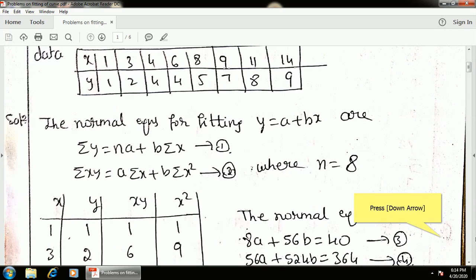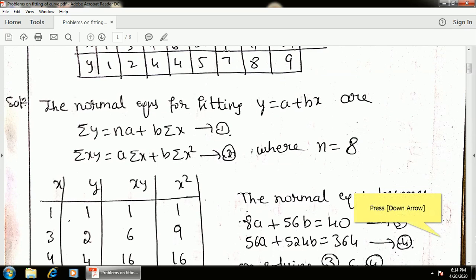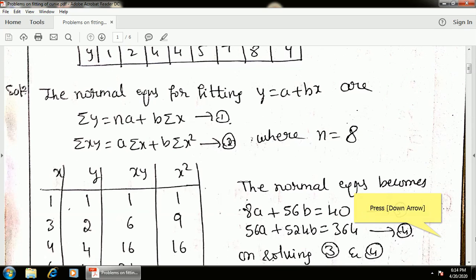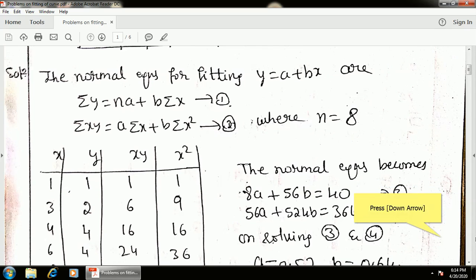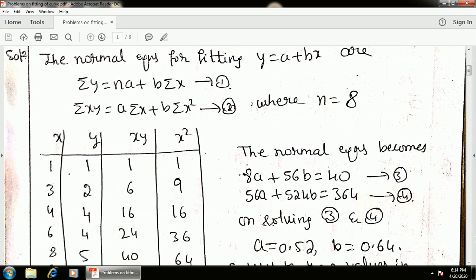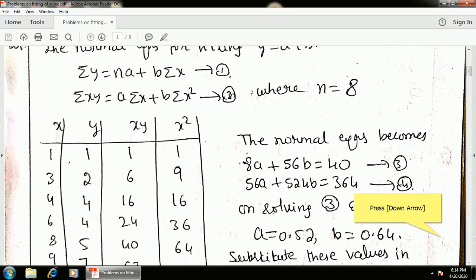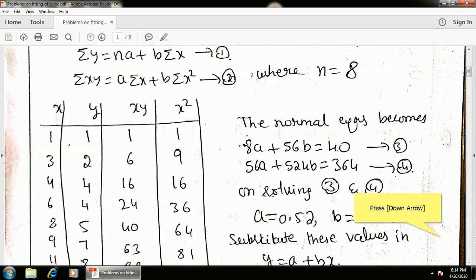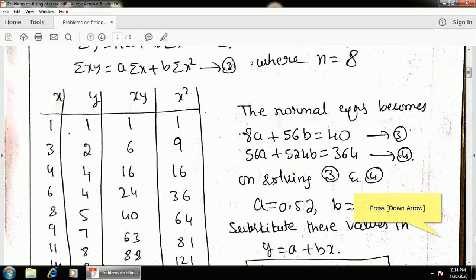Here we require the summation of x values, summation of y values, summation of x square, summation of x into y. Write down the table.